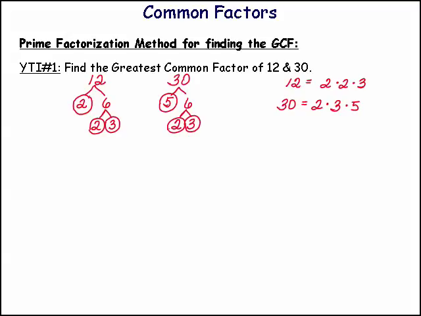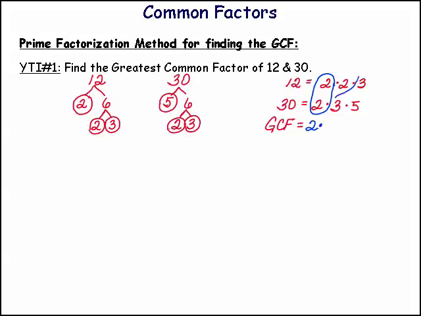Now what I'm looking for here is the greatest common factor. The way I find my greatest common factor is I'm going to look for numbers that are factors of both 12 and 30 in their prime factorization lists. So here, 12 and 30 both have a 2. So I'm going to write a 2 down in the line for the GCF. Now, is there anything else in common between those two numbers? If there is, you're going to multiply it by the 2.